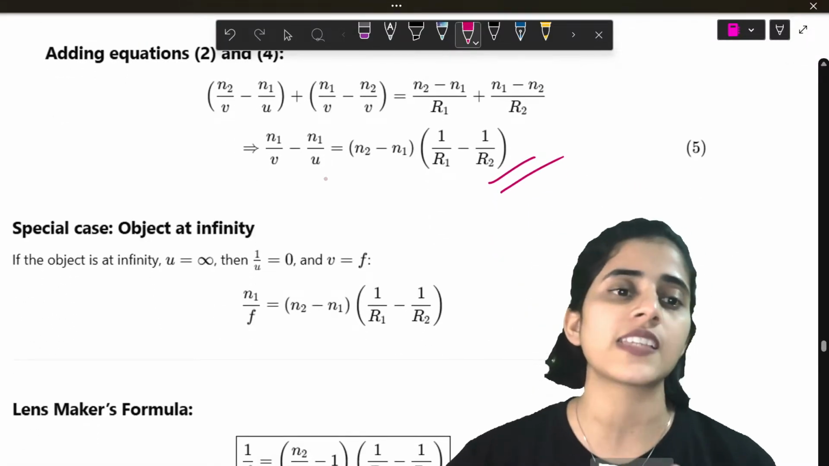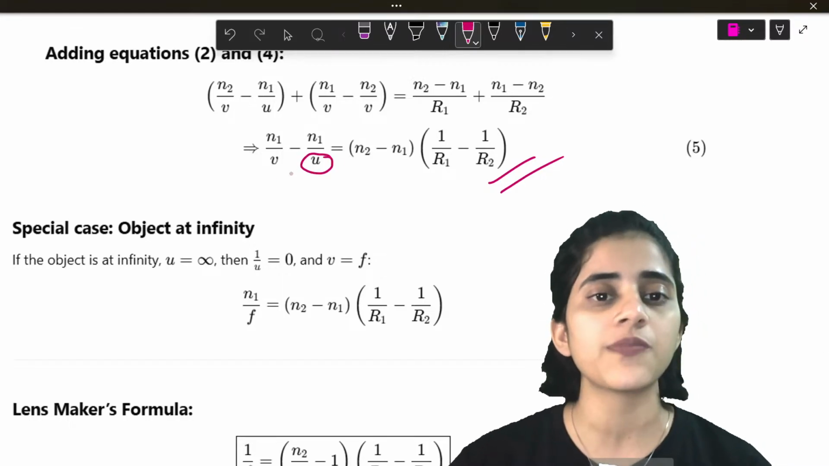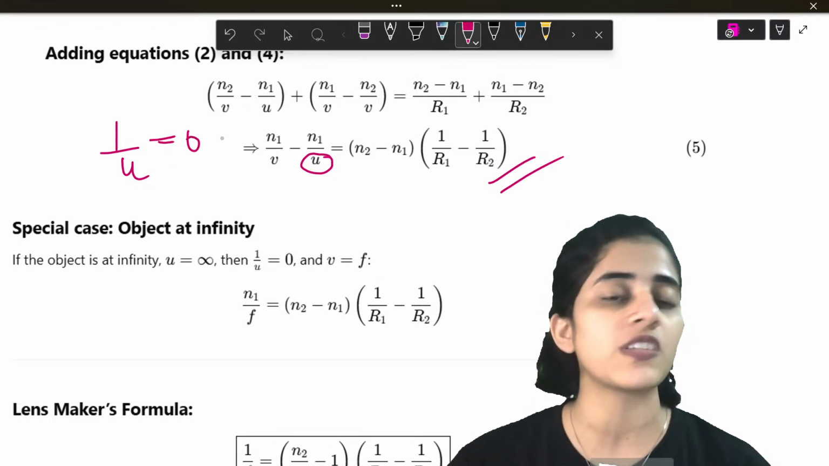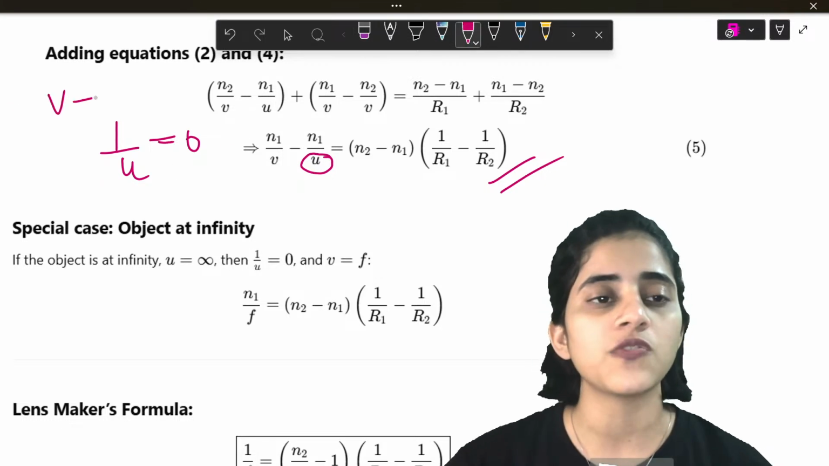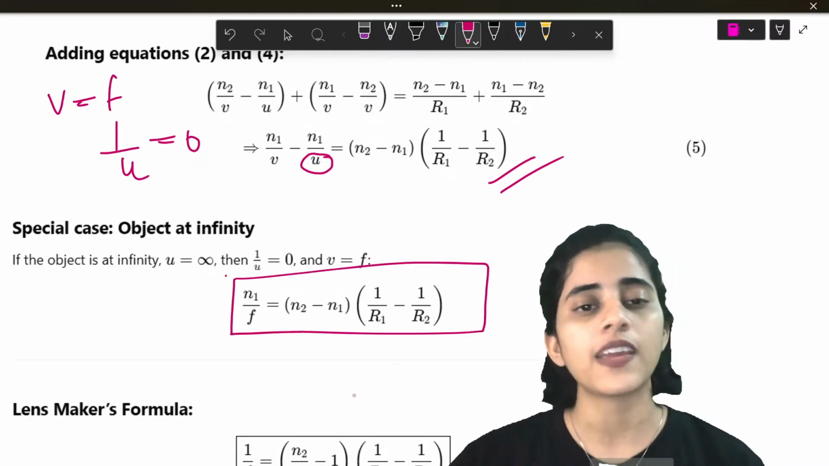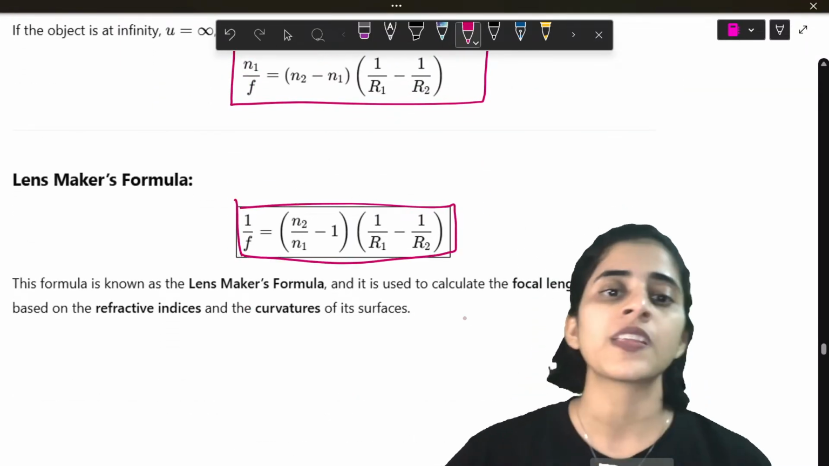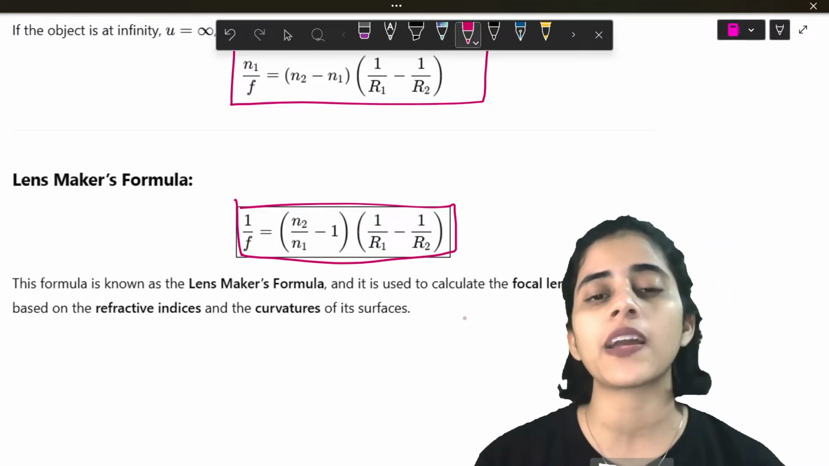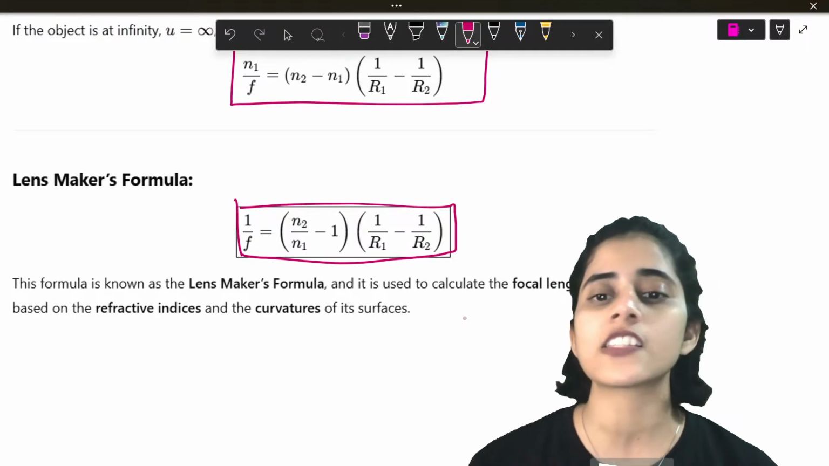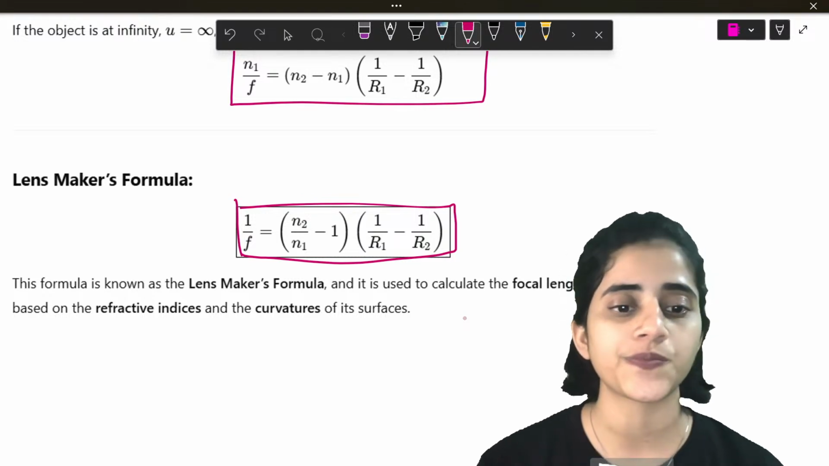Now if the object is at infinity, so if u is at infinity, then 1 by u will be equal to what? 0. 1 by infinity is 0. And v will be equal to f. So you will get this formula. And that's how you get the very famous lens maker's formula: 1 by f is equal to (n2 minus n1 minus 1) times (1 by r1 minus 1 by r2). This formula is known as lens maker's formula, and it can be used to find out the focal length of a lens.